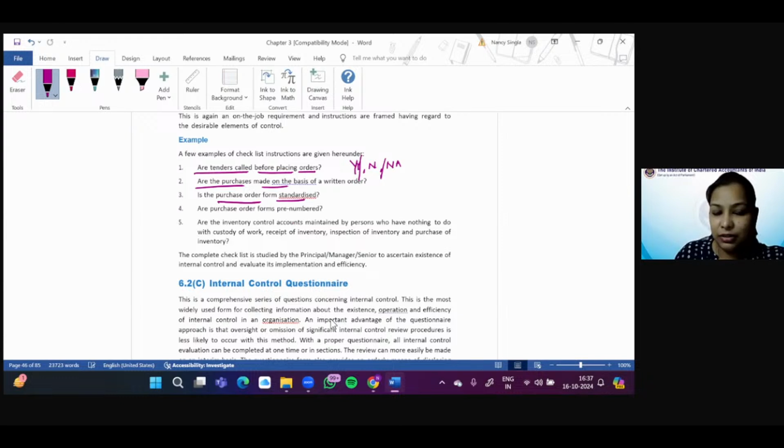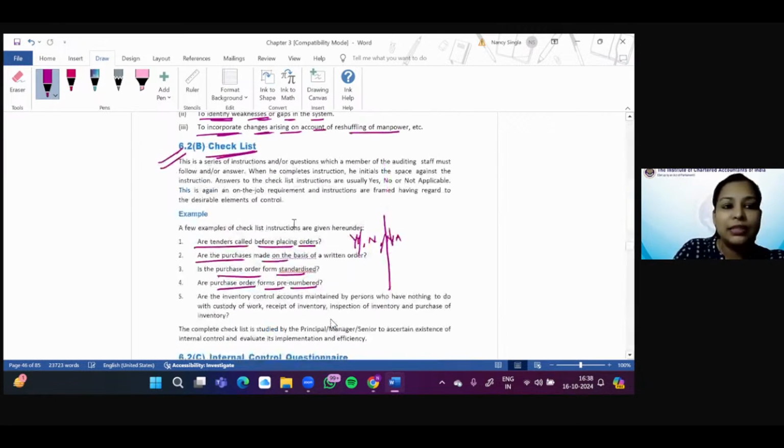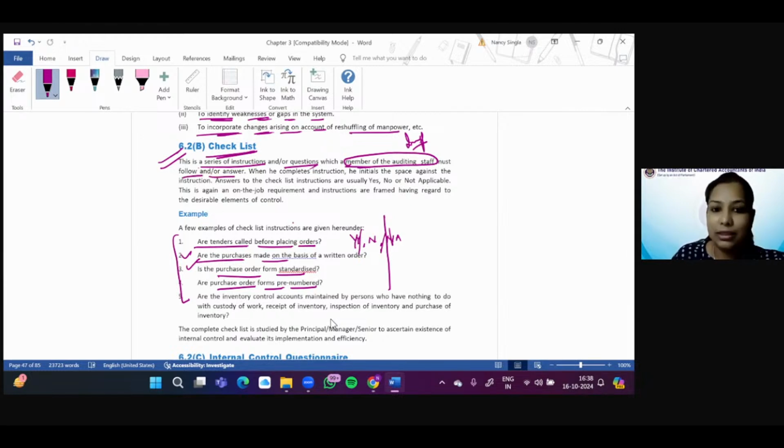Purchase order forms are standardized. Purchase order forms are pre-numbered. So these are a checklist with respect to purchases. So let us read. It is a series of instructions or questions. So this is a series of questions or instructions which the member of the auditing staff, very, very important, must follow and or answer.